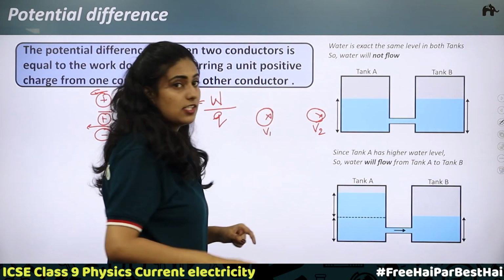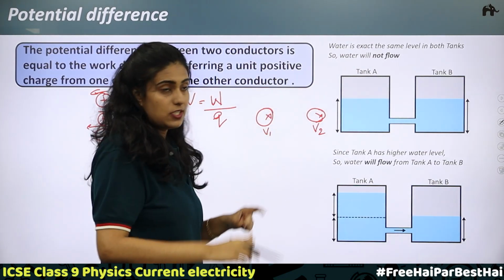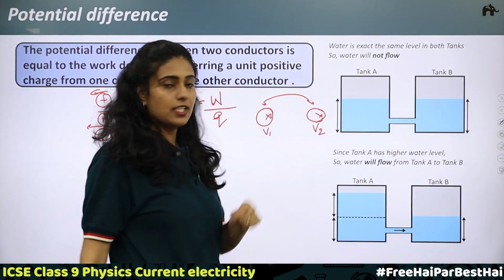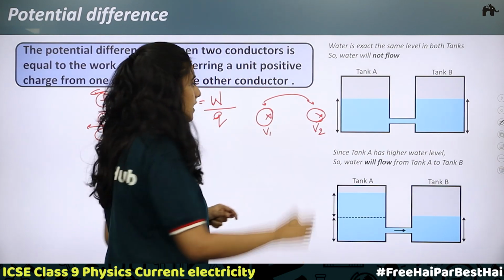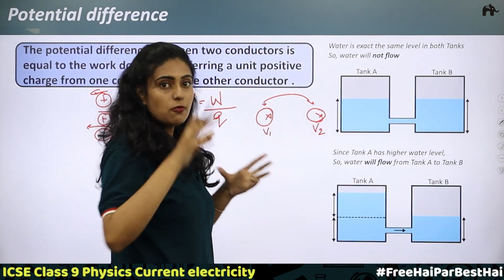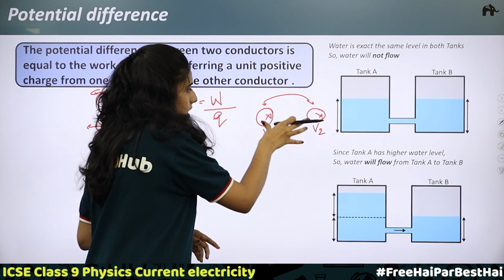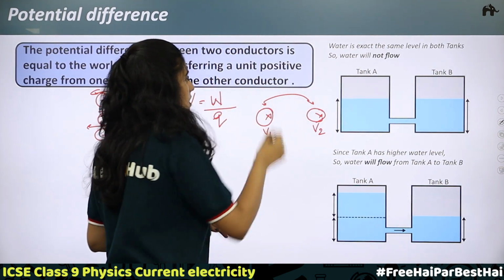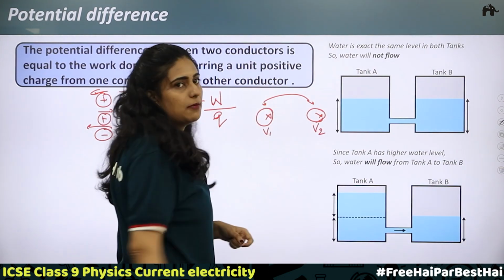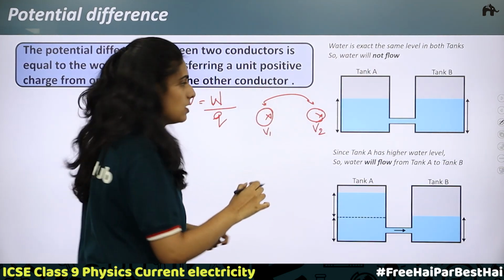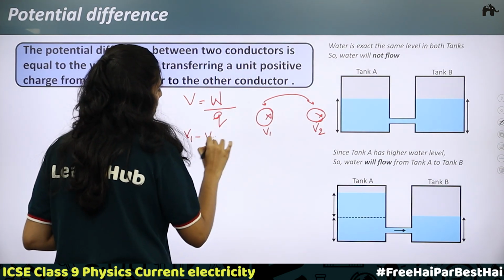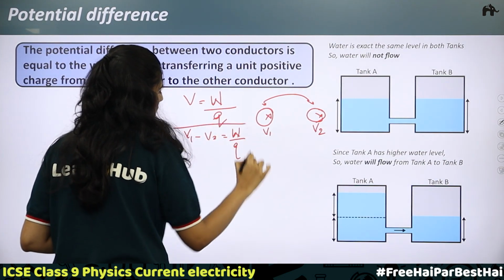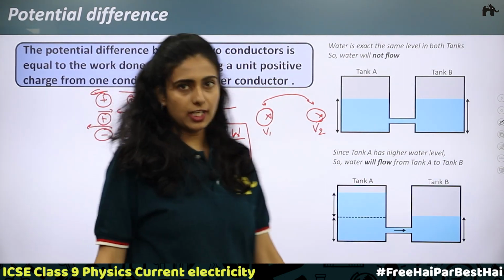So, both these points, V1 and V2, are electric potentials. When you find the difference, you get the electric potential difference, which means that if you take the positive test charge from this point to this point, some work should be done. This work done in transferring a unit positive test charge from one point to another point is called the potential difference. So V1 minus V2 is equal to W divided by Q. This is the potential difference.